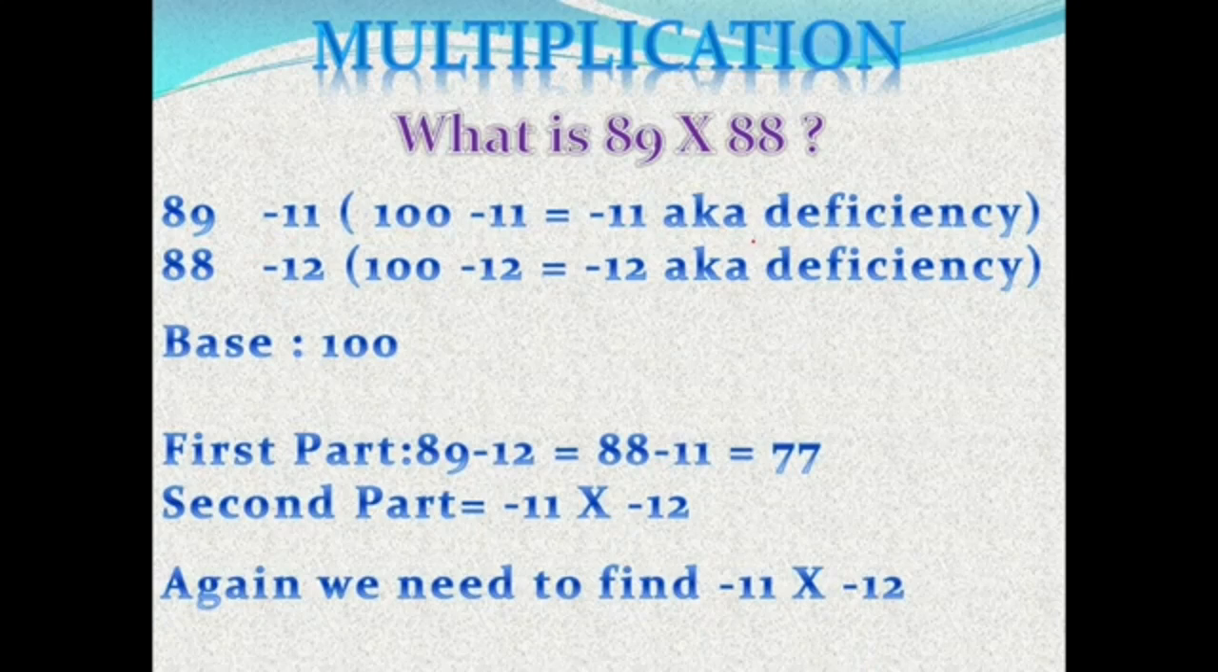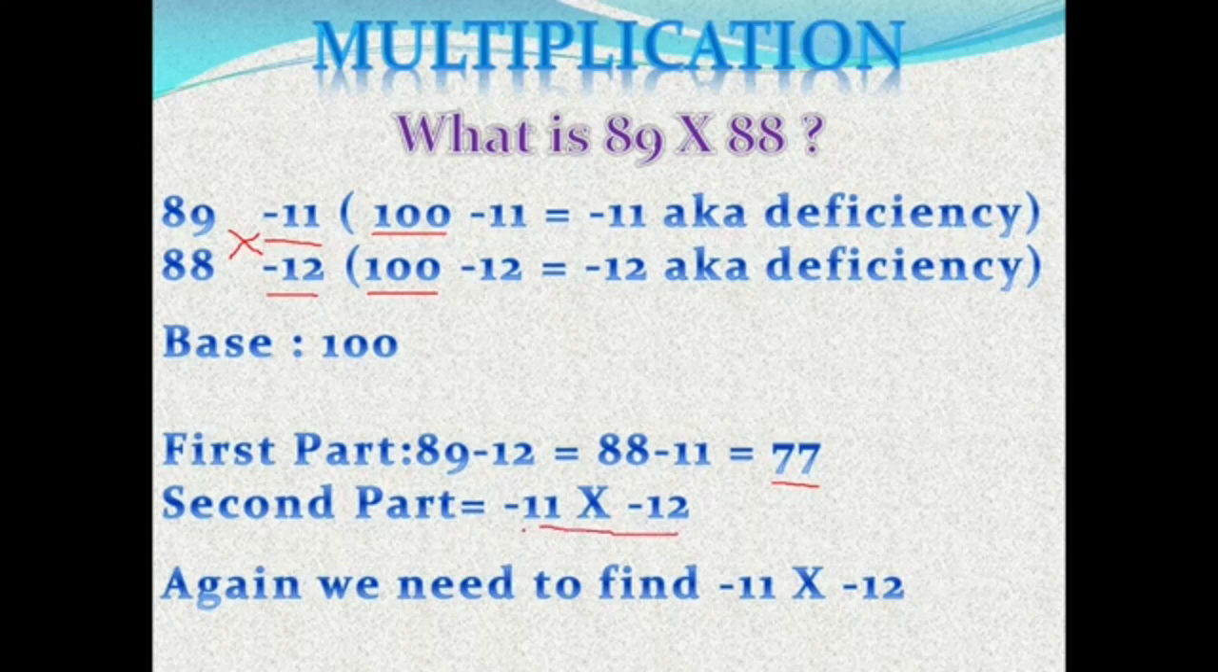And coming to the next one, what is the product of 89 into 88? Again these two values are near to 100, so the base value is 100. 89 is 11 less than 100, and 88 is 12 less than 100. Perform crosswise subtraction: 89 minus 12 is 77, and 88 minus 11 is 77. So the first part is 77, and what is minus 11 into minus 12?